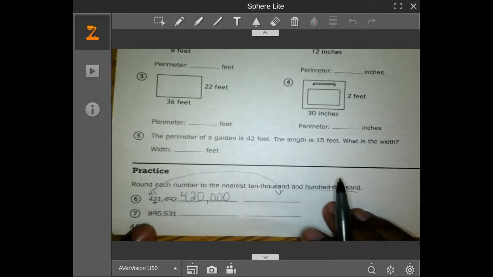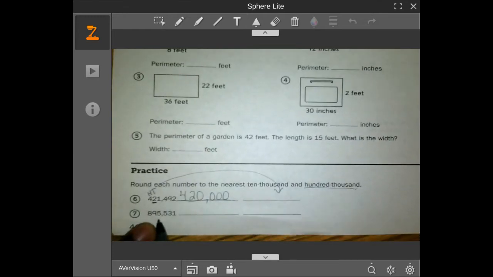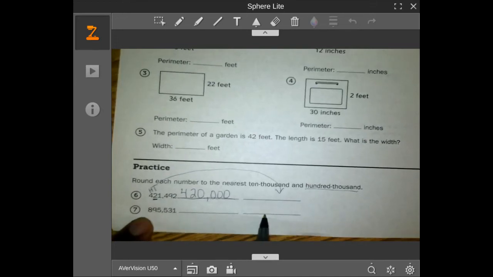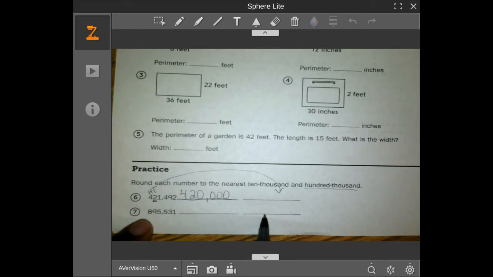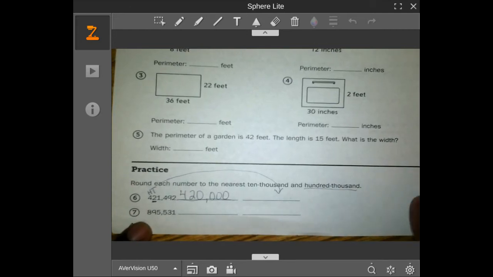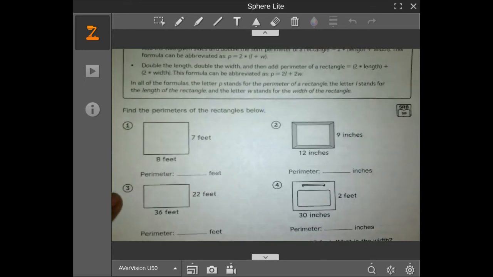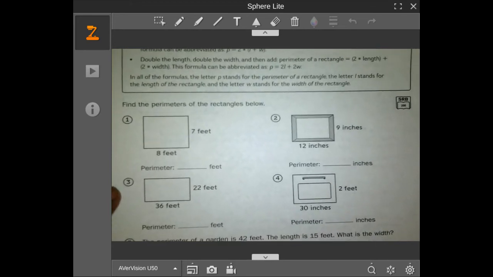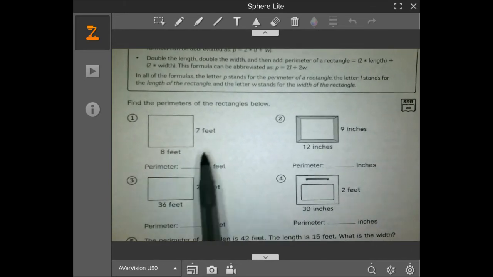Then you're going to complete 895,531. Round it to the nearest 10,000. What digit is in my 10,000s place here? Yes, 9. And then on this line, you're going to round to the nearest 100,000. What digit is in my 100,000s place? Yes, the 8. Before you start, just a reminder, let's do number 1 together.